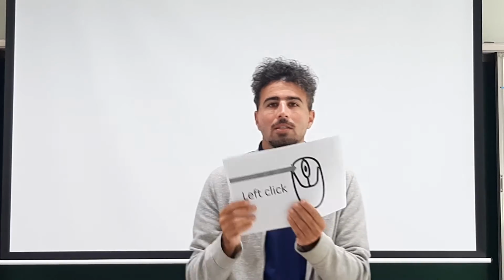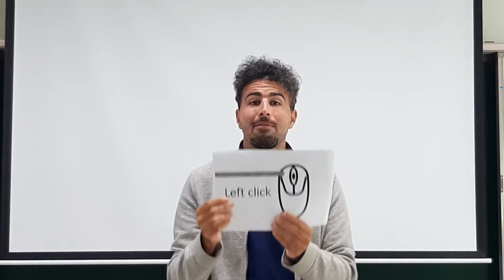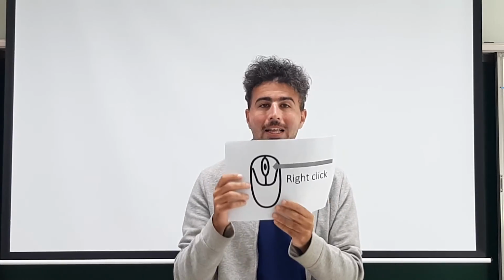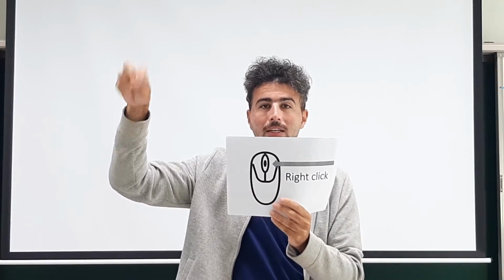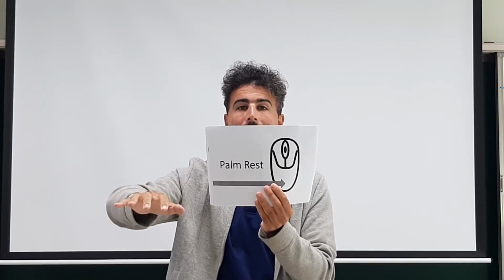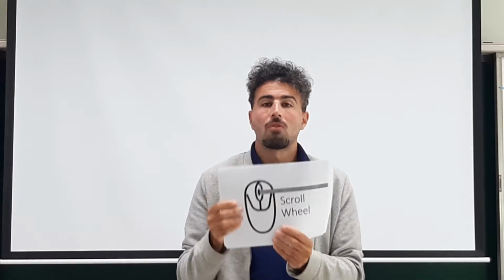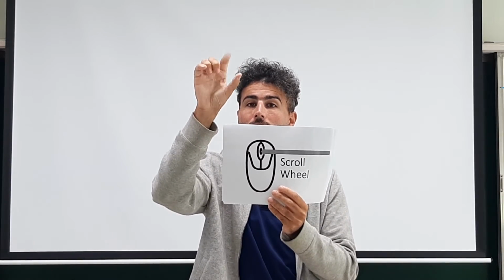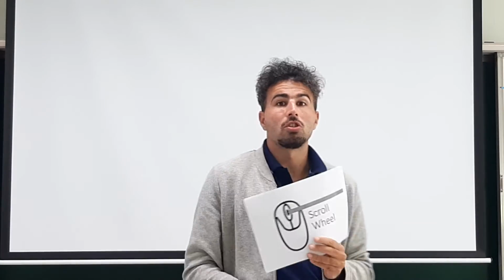You ready? First one is left click. This one here, left click. And we also have right click. This hand here, right click. And we have palm rest. Palm rest, where your hand goes. And the last one, scroll wheel. So your hand is on the mouse, you scroll like this, you scroll up or you scroll down on the monitor, okay?